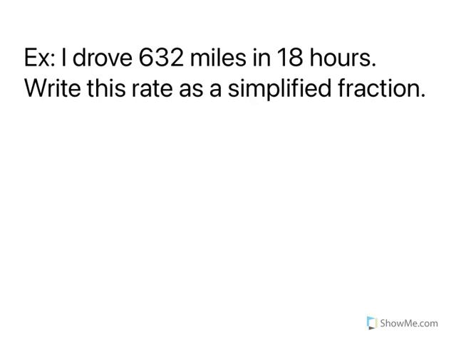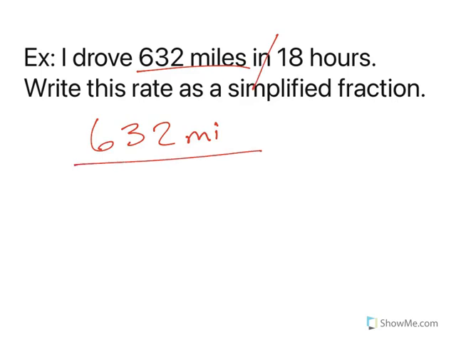I drove 632 miles in 18 hours. Write this rate as a simplified fraction. Now, when you're writing rates, the order matters. So generally, whatever we talk about first, generally, goes in the numerator. In 18 hours. Oftentimes, you will also see the word per. When you see the word per, that implies the fraction bar. Now, when I have 632 over 18, simplified fraction means I should reduce.